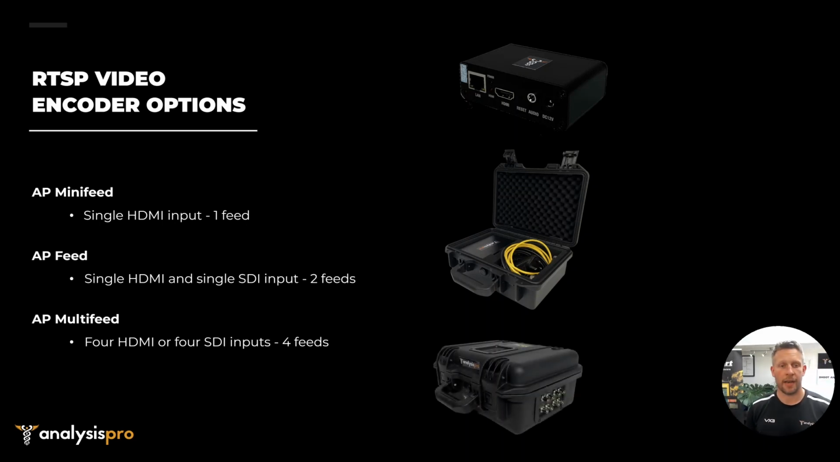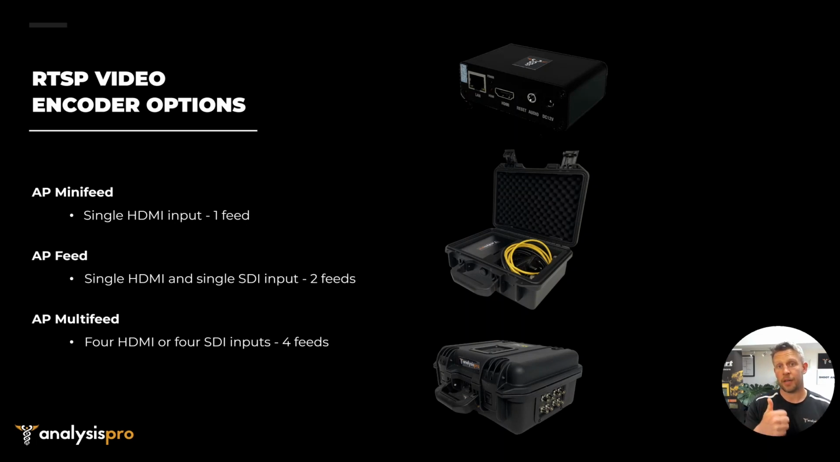And the top option we have is AP multi-feed. So this takes in up to 4 feeds. So that can be plugged in the SDI at the side, or you can open up the box and also go direct into the HDMI. So 4 feeds which could all be SDI or all HDMI or a mix and match of both. But then you're getting 4 RTSP feeds, so 4 video angles that you can capture into your software and share.